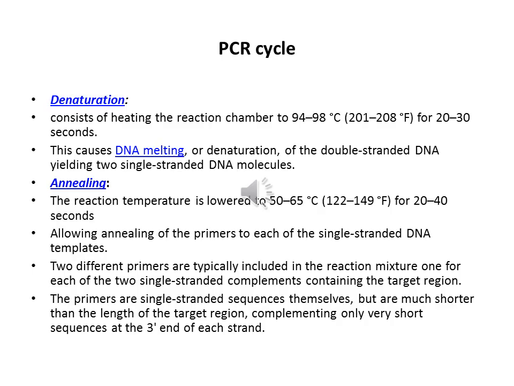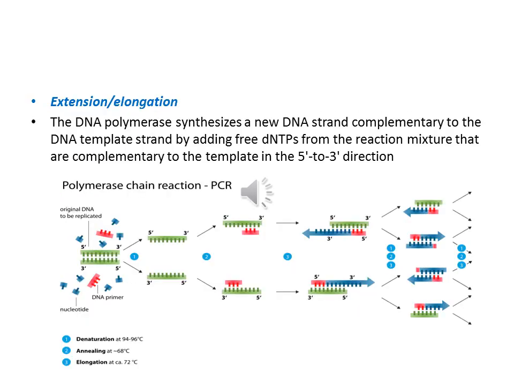In denaturation, the double-stranded DNA is converted to two single-stranded molecules by heating. Then, in annealing, the temperature is decreased, allowing the primers to attach to each of the single-stranded DNA. In extension, the DNA polymerase finds the primer and synthesizes a new DNA strand using free nucleotides which are present in buffer solution. You can watch the PCR cycles in next slide.